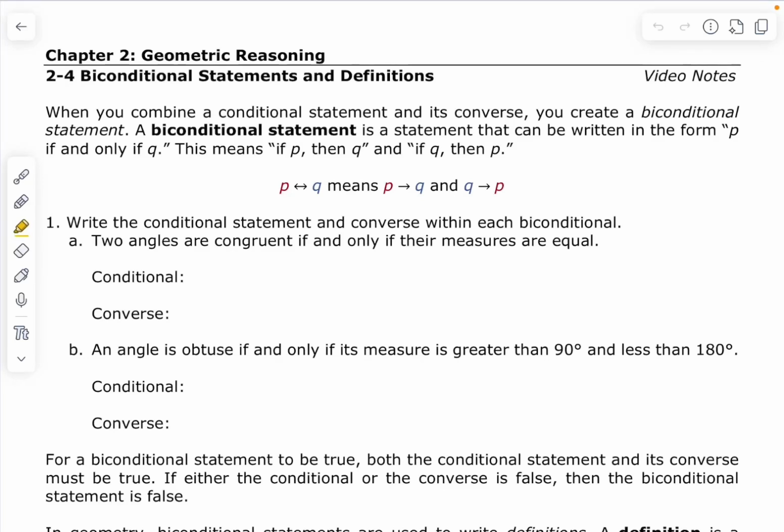Okay, this is 2-4, biconditional statements and definitions. When you combine a conditional statement and its converse, you create what we call a biconditional statement. A biconditional statement is a statement that can be written in the form P if and only if Q. That means if P then Q, and it also means if Q then P. So it's a reversible condition.